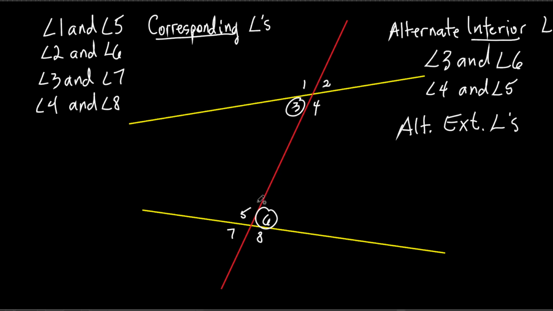1 and 5, no, they're not parallel. Angles can't be parallel. Only lines can be parallel. 1 and 5, they're corresponding right here. It's right in front of you, right? It's in your notes. They're corresponding.